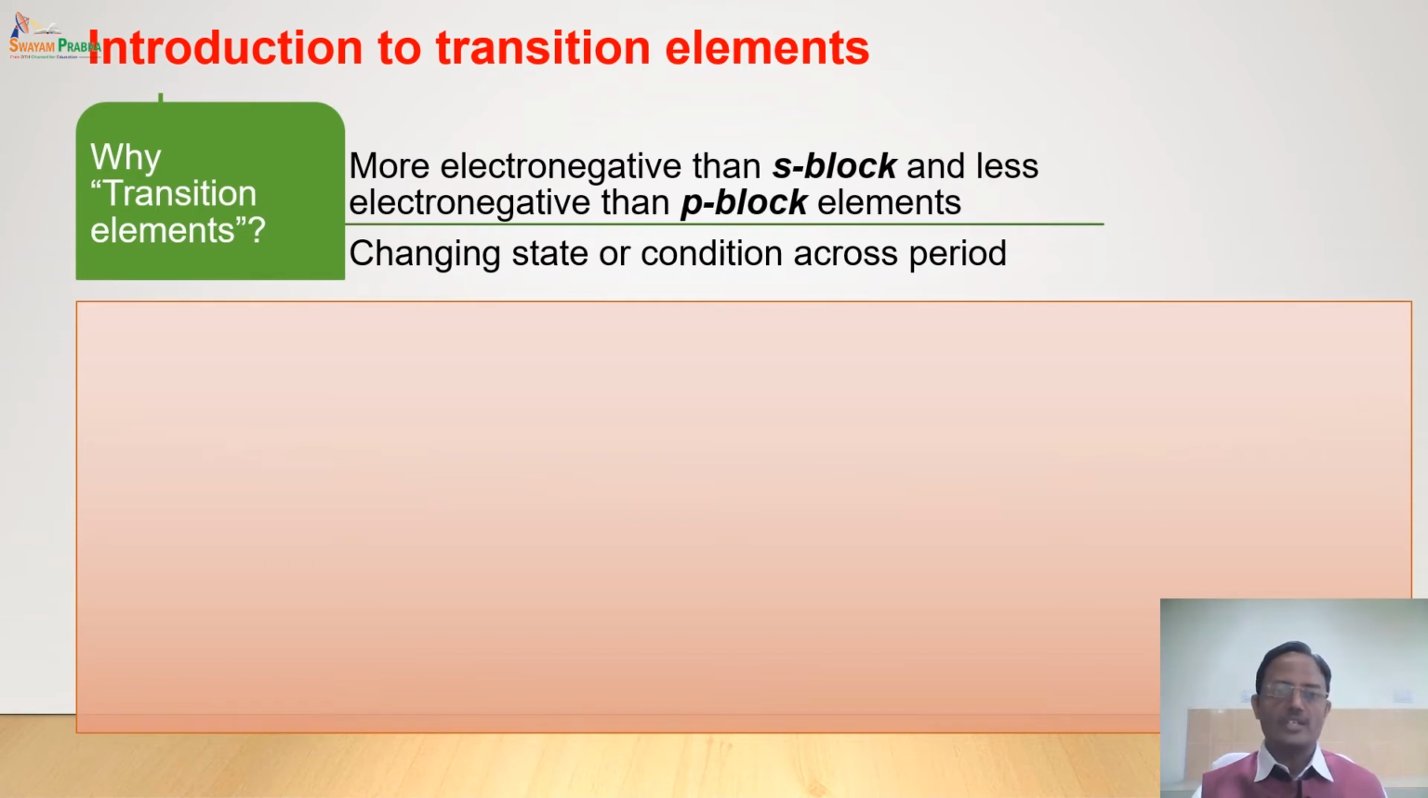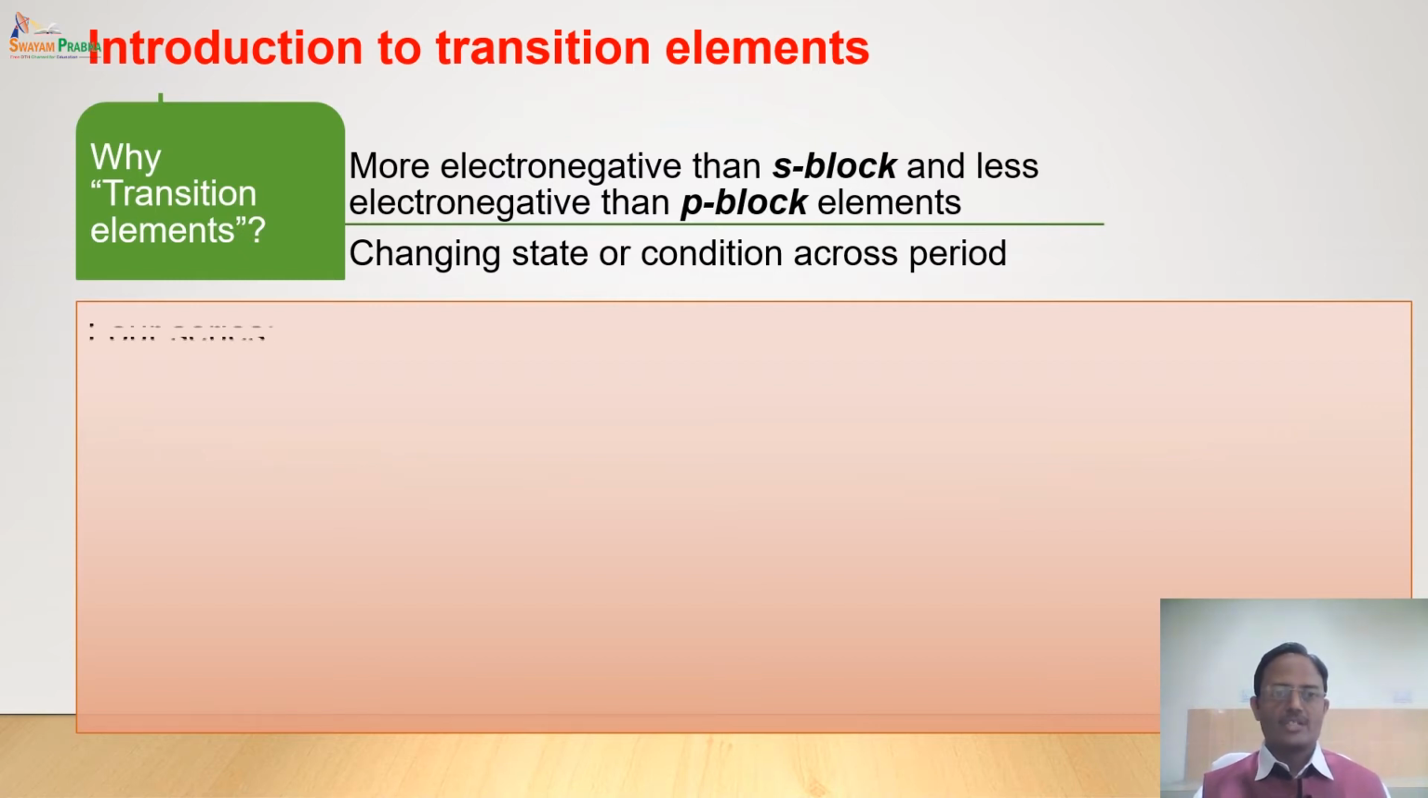One more interesting thing about these elements is that the last electron, which is called the differentiating electron, is added in the penultimate shell, that is the last but one shell, and not the last shell. If we see the electronic configurations of s and p block elements, the last electron is always added to the last shell. But in transition elements, the differentiating electron is always added to the inner shell.